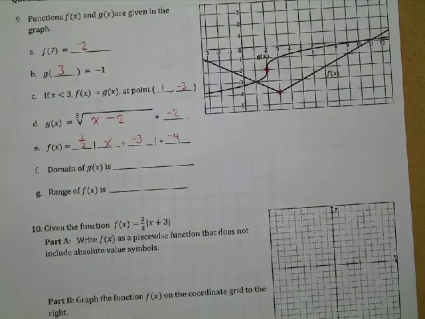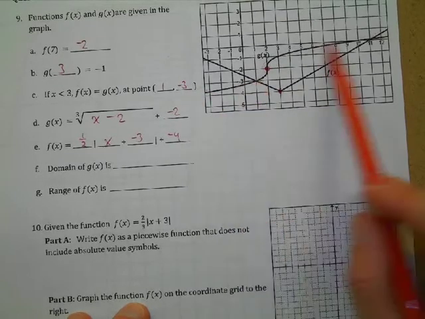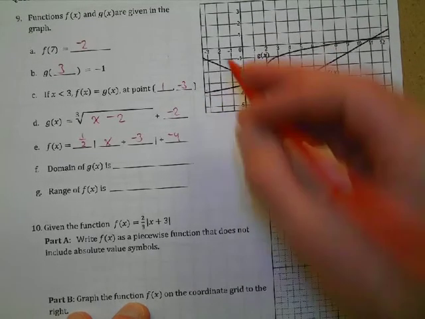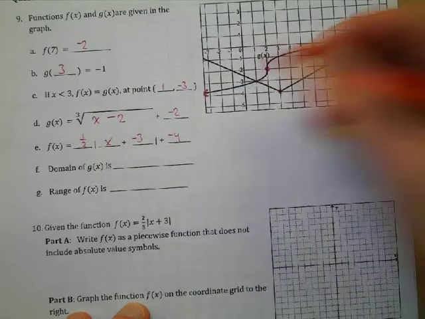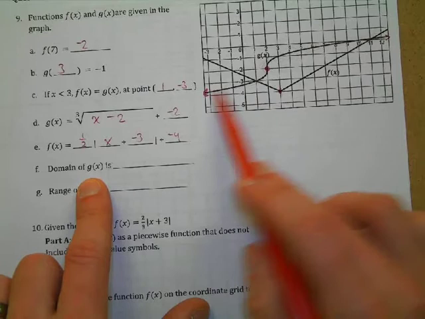Okay, what's the domain of g? There's no arrows at the end, but you can assume there are. So there's g. It should have arrows there. What's the domain of g? Let's go to Isabel. Isabel, what's the domain of this function here, g?